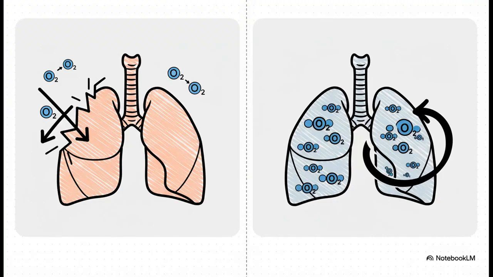The easiest way to think about it is like this. Type 1 is an oxygen-in problem. The lungs just can't get oxygen from the air into the bloodstream. Type 2 is a CO2-out problem. The lungs can't clear out the carbon dioxide, so it starts to build up. This is the fork in the road that will guide your whole treatment plan.